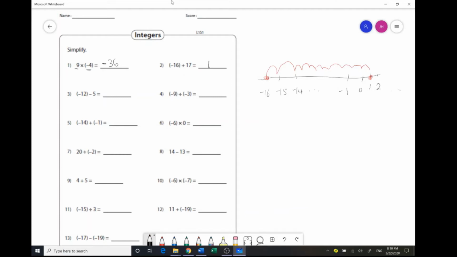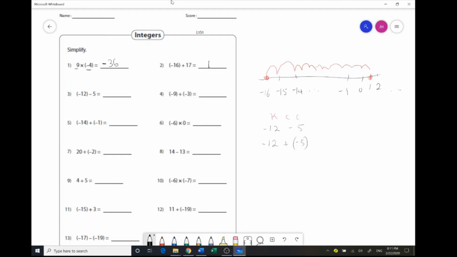Number 3 is negative 12 minus 5. So negative 12 minus 5. What we do in subtracting integers is that we have to apply the acronym KCC. So keep the first number, which is the negative 12, change the minus to plus, change the positive 5 to negative 5.